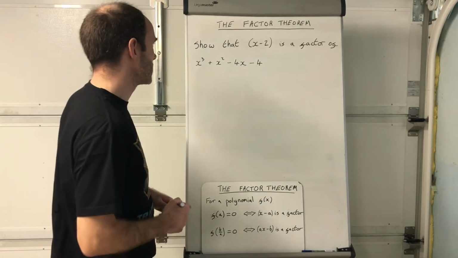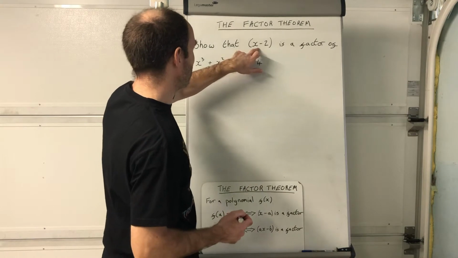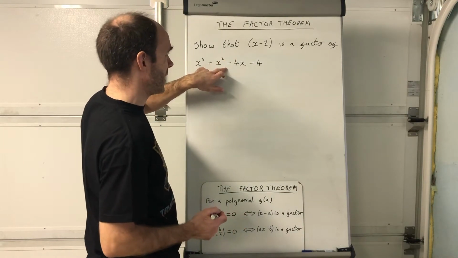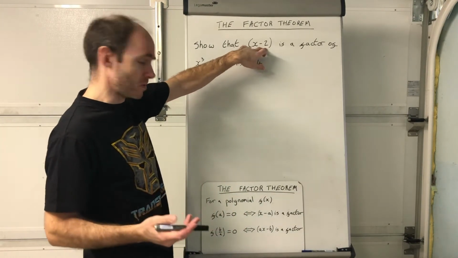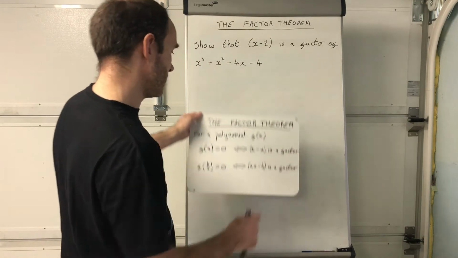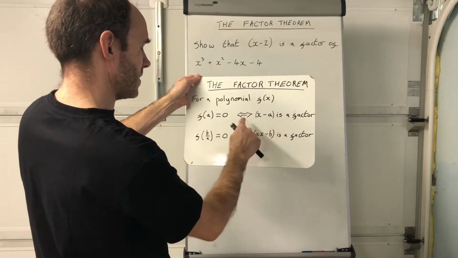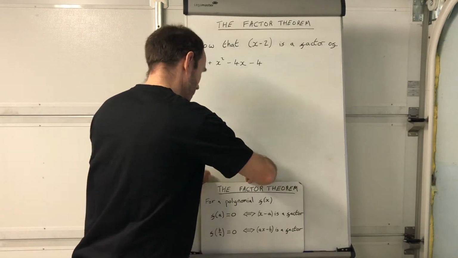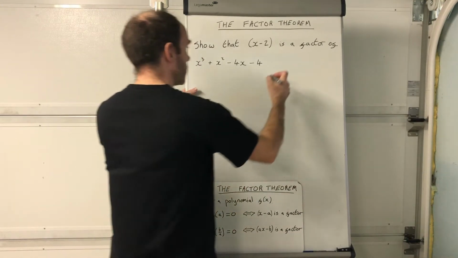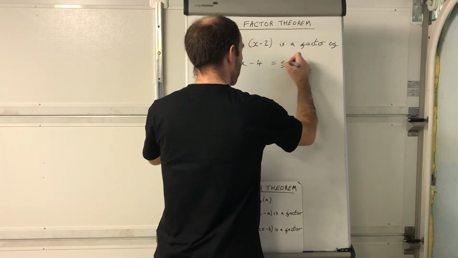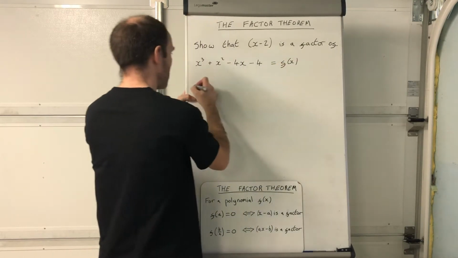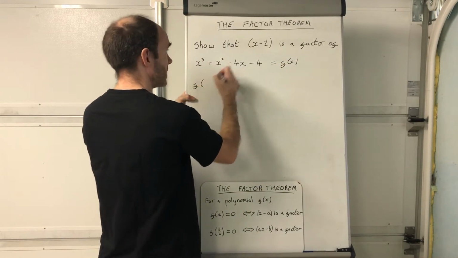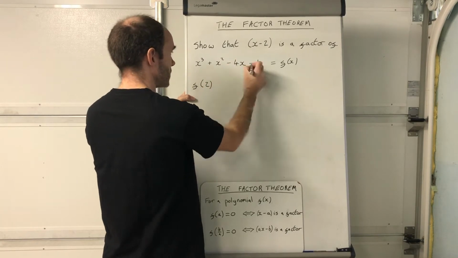Because if x minus 2 is a factor of this, that has got to imply that x equals 2 is a root. That's what this is saying, isn't it? So if x minus a is a factor, this implies that f of a equals 0. So it implies x equals a is a root. So what I'm going to do is call this f of x, and I'm going to substitute x equals 2 into this polynomial.